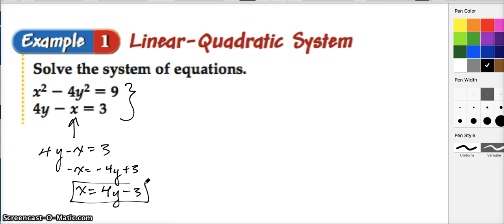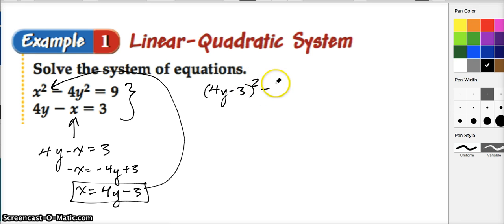So this is what x is equal to. I'm going to take that and plug it right into this equation. Watch this. I'm rewriting the equation with that substituted value in there. Instead of x squared, I have 4y minus 3, squared, minus 4y squared, is equal to 9.